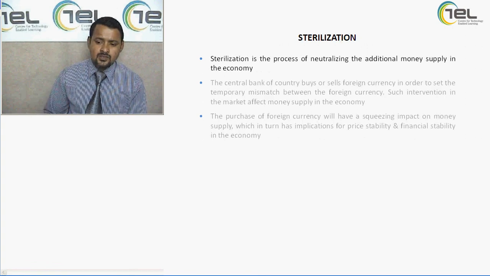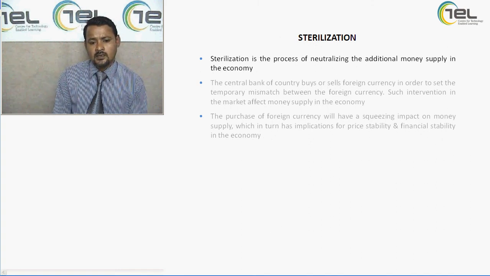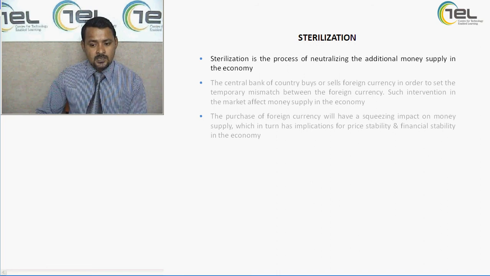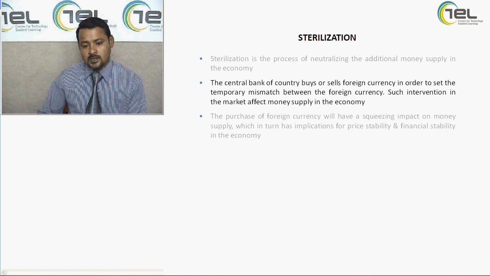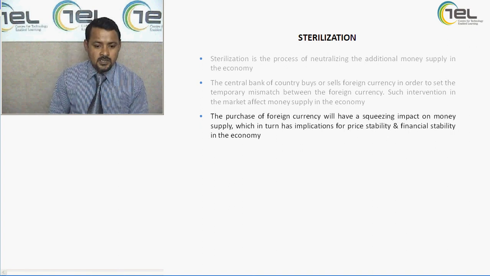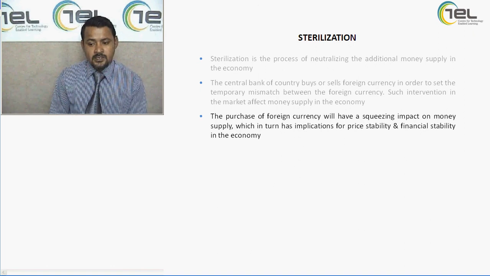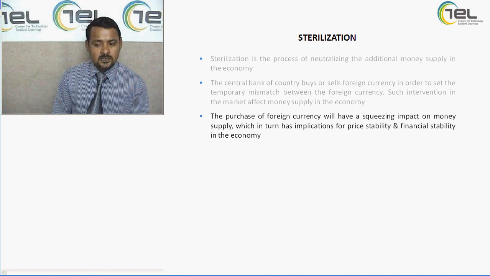And last, the sterilization process. Sterilization is the process of neutralizing additional money supply in the economy. If you have additional money supply, what it does is it creates more supply and less demand. The central bank of a country in that situation buys or sells foreign currency in order to offset the temporary mismatch between foreign currency and domestic currency. Such intervention will affect the money supply in the economy. The purchase of foreign currency by the central bank in the open market will have a squeezing impact on money supply, which in turn will have its own implication for price stability and financial stability.